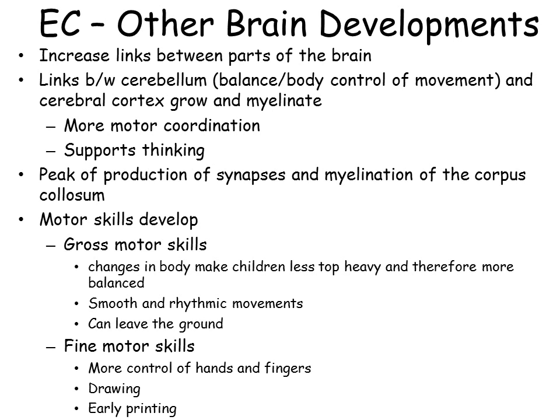So gross motor skills are their general body movements, smooth and rhythmic movements. They can leave the ground. They can jump up and down. It's the big stuff, the athletic stuff. And then the fine motor skills is control of the hands and fingers. So they're able to draw. We can see them start to write and print letters because they have more control over their hands and fingers.